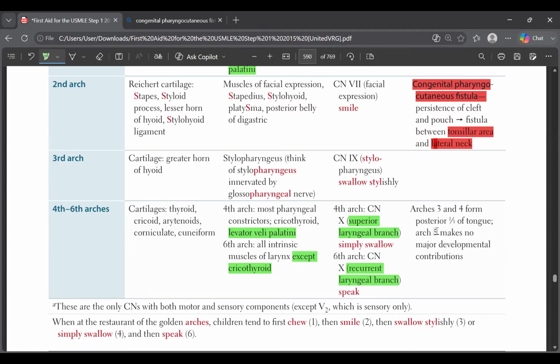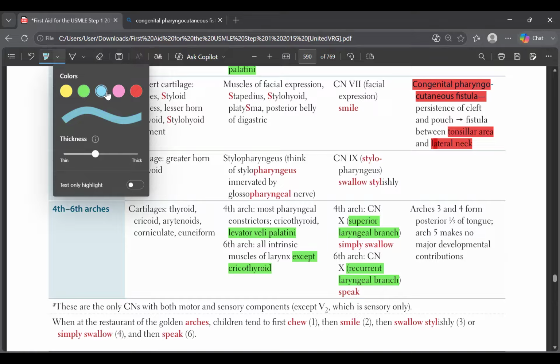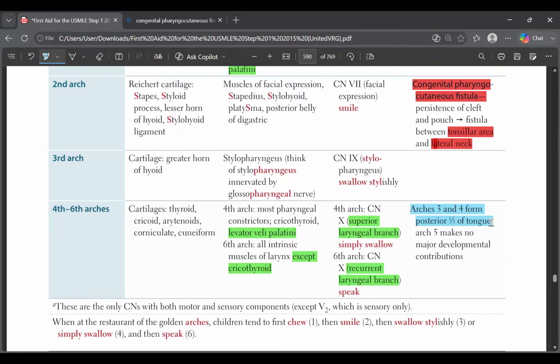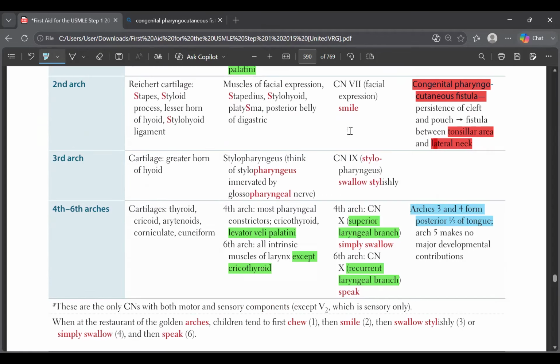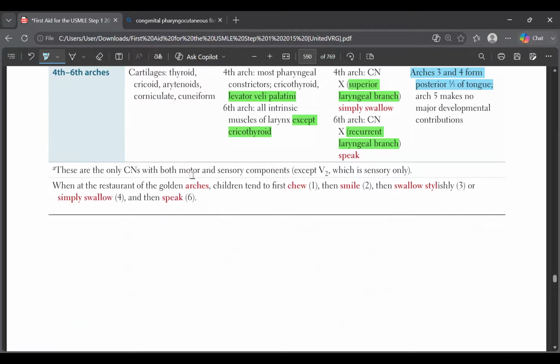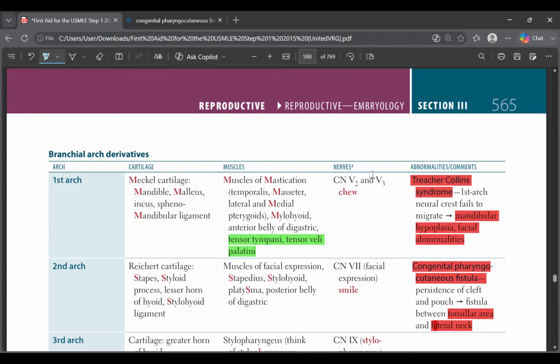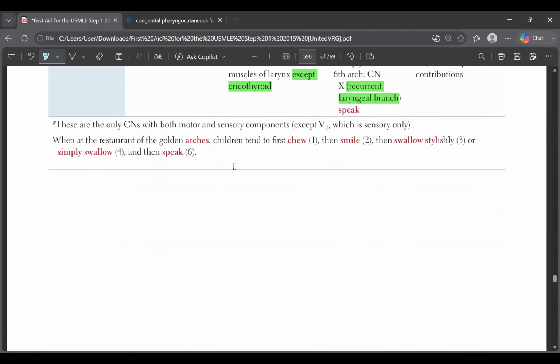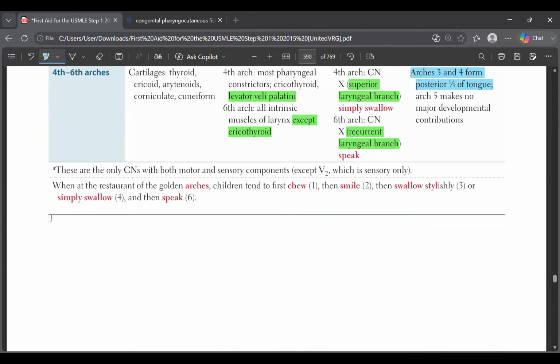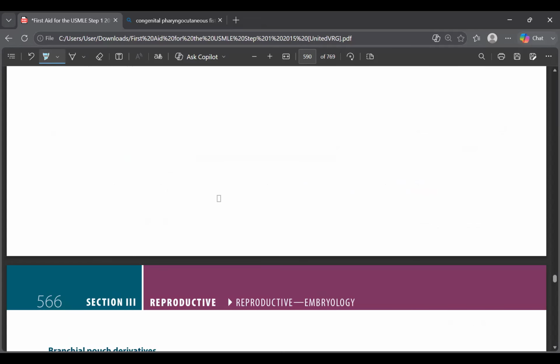Arches 3 and 4 form posterior 1/3 of the tongue. Arch 5 makes no major developmental contributions, right? So this one's important, that arch 3 and 4 form posterior 1/3 of the tongue. These nerves, they've said that they're the only cranial nerves with both motor and sensory components, except V2, which is sensory only, right? All of these have both motor and sensory components except V2, which is only sensory. And at the restaurant of golden arches, children tend to first chew, then smile, then swallow stylishly, or simply swallow, and then speak. So this is a good way to remember it if you want to.